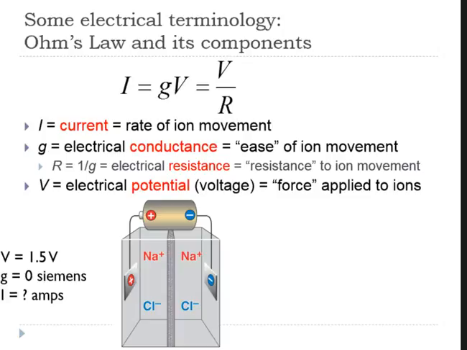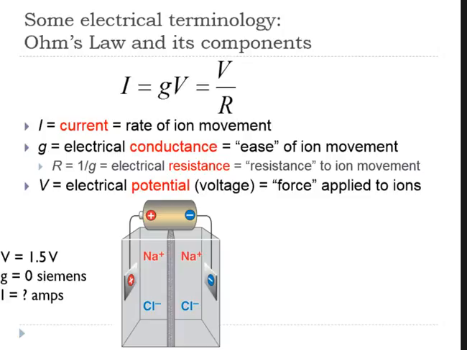So you can express Ohm's law in terms of a resistance, as it is on the right over here, or you can express it in terms of conductance, and it's telling you the same thing. And then finally, the V, that's what's referred to as an electrical potential. That's basically just a charge difference across the membrane. And you can think of it as the force that would be applied to ions that would cause them to move across a membrane or through a circuit.